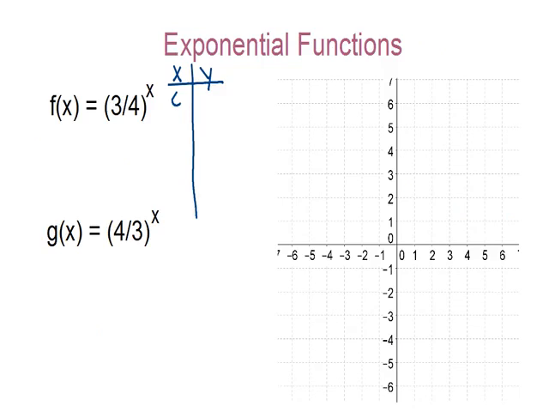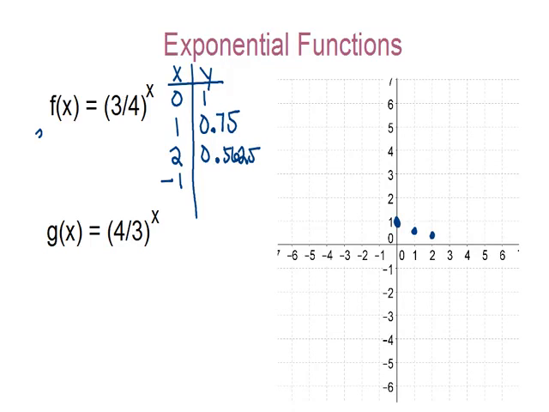Okay, so always x is 0, then y is 1. Anything to the 0 power is 1. If x is 1, then we've got 0.75 for y. If x is 2, then we've got 0.5625. So that shows us that on the right-hand side of the graph, we've got decay. This is decreasing. So it's something like this. Okay. So now we need to look at the left-hand side.